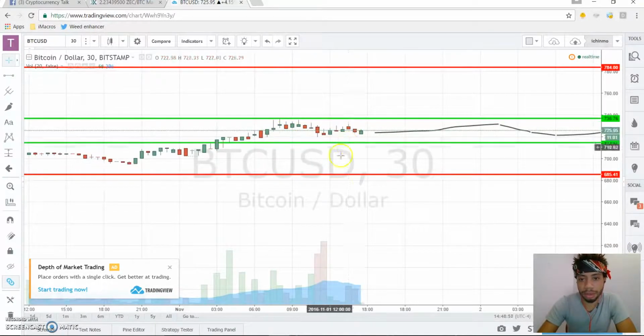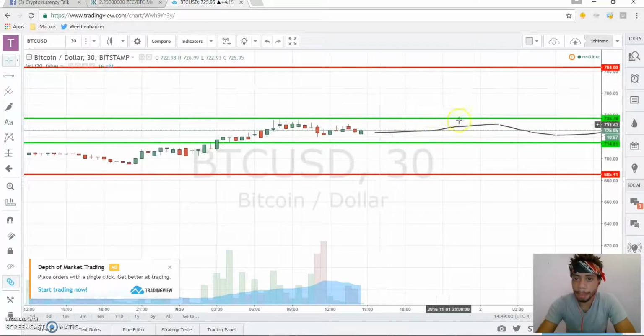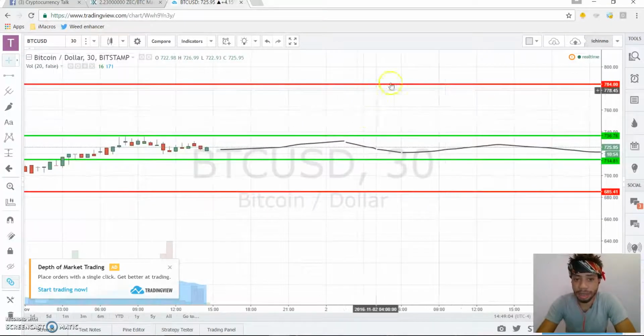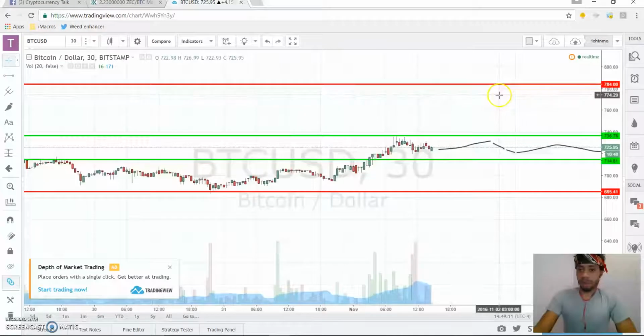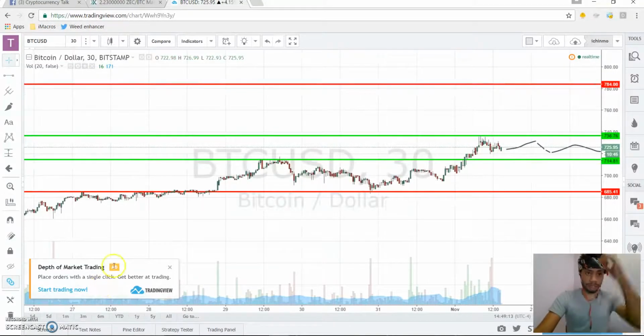you can see it. So it's gonna stay inside of here. Bust out, and it might find some resistance or something in here, but this is the key resistance right here. If we bust through this, we're going to 8, 9, then we're going to 1,000 easily.